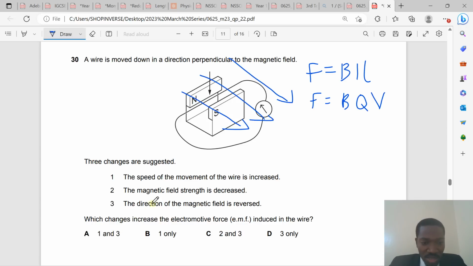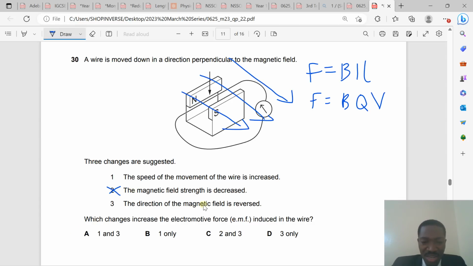So let's see. Increasing the speed of movement. Yes, if you increase the velocity, it will increase the electromotive force. Also, decreasing magnetic field strength will not increase the electromotive force.